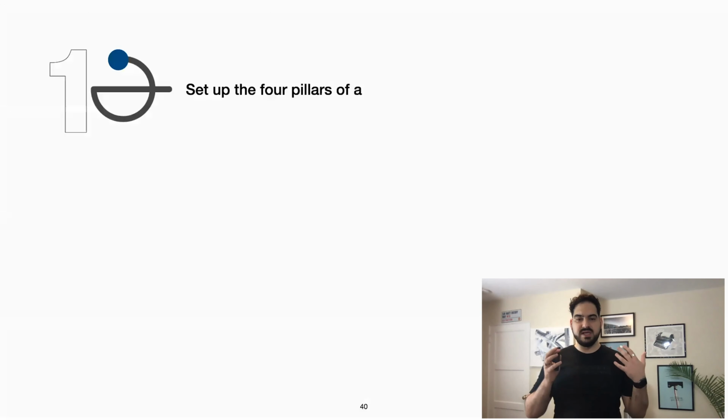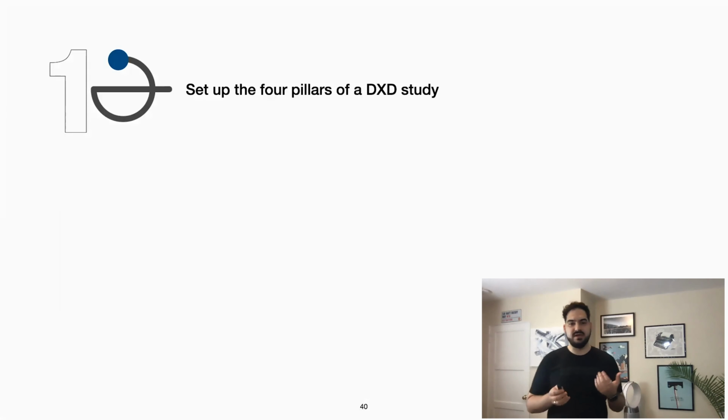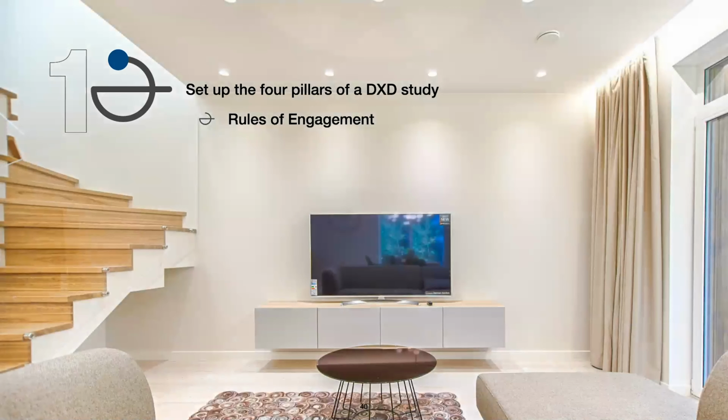Now, like I said, in the first step of DXD, you would set up the 4 pillars of a DXD study. And these 4 pillars are, first, you need to define the rules of engagement. It is necessary to explain to users, especially since you're not there in the room, what the computing system in question is. What does it look like? What kind of input does it accept?